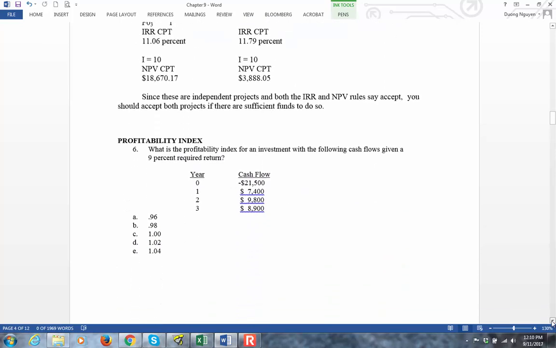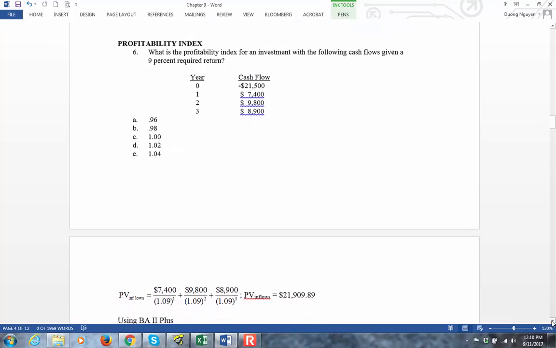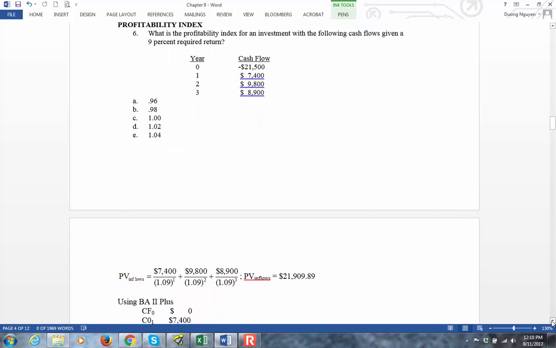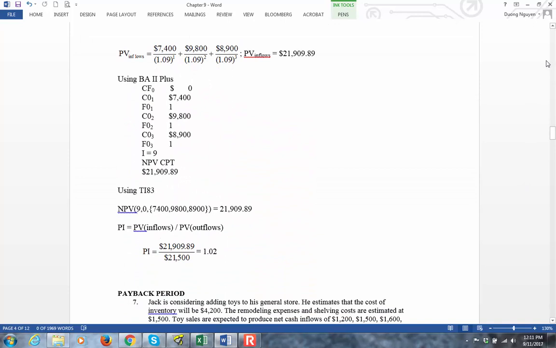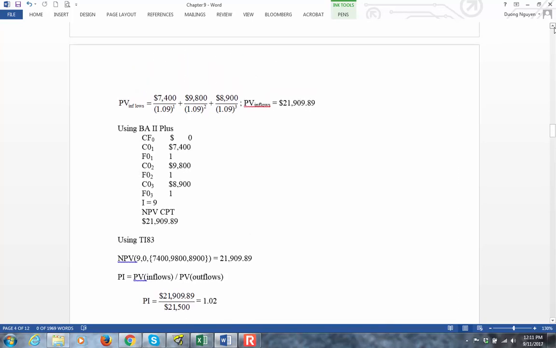Now number 6, profitability index. The profitability index is a very simple formula: the present value of inflows over the present value of outflows. So to calculate the present value of inflows, inflows only, meaning it doesn't take into account the cash flow at time zero.